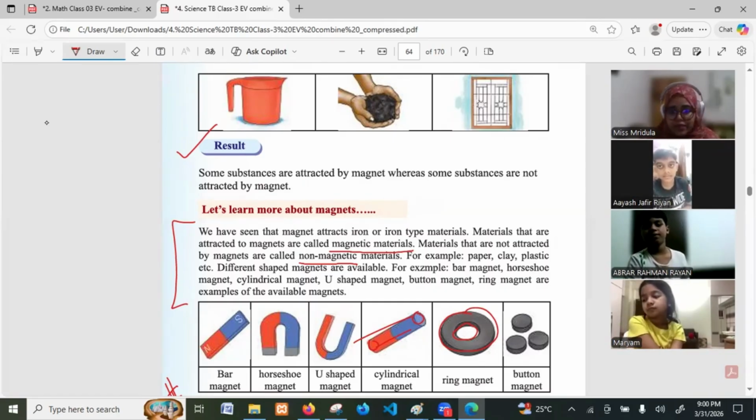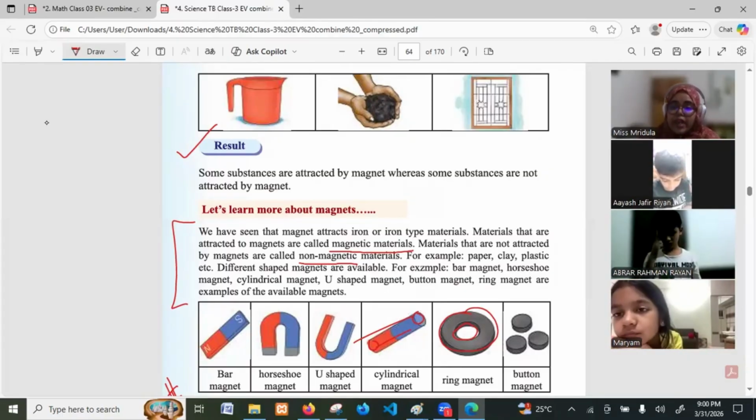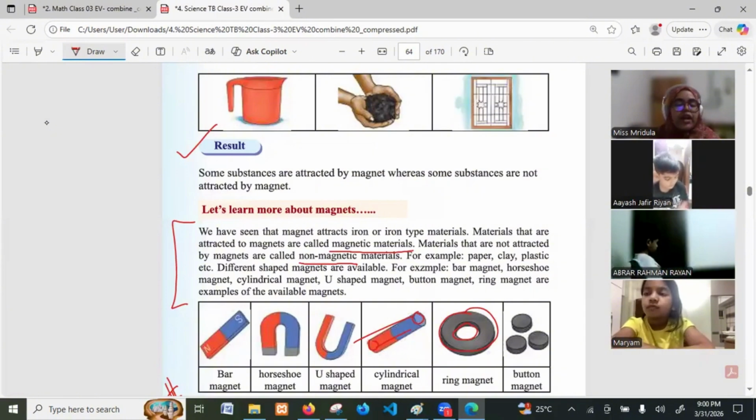We already got some examples through the last activity, but still. For examples, what are they? Paper, clay, plastic, etc. These are non-metallic things. Different shaped magnets are available. They have just written the names of all the magnets that we have, the six of them: bar magnet, horseshoe magnet, cylindrical magnet, U-shaped magnet, button magnet, ring magnet, and are some examples of the available magnets. So they have just given a few of the shapes of magnets.